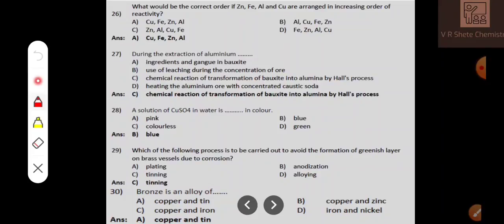During the extraction of aluminum, the chemical reaction of transformation of bauxite into alumina is carried out, and this process is called Hall's process. A solution of copper sulfate in water is blue in color.